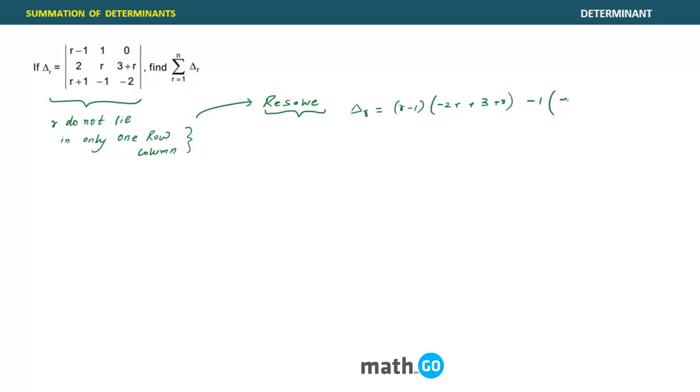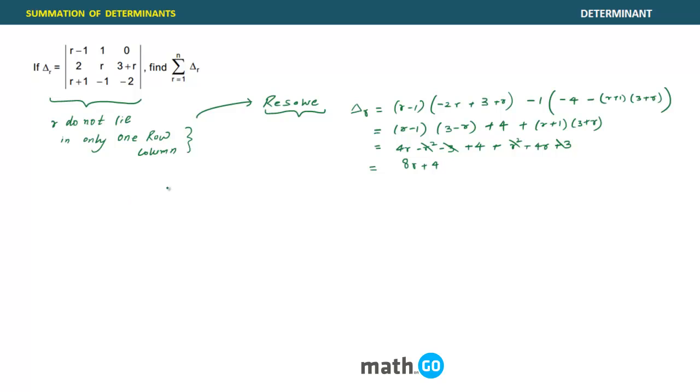So this will be -4, this will be minus R plus 1 into 3 plus R. And if you resolve the complete value, this is what you will get, that is 8R plus 4. So the value of the determinant is nothing but 8R plus 4. Now you can use the summation, which you are very much accustomed to. We did a lot of questions of this type in your summation series. So you can simply solve this now, which is 8 summation R plus 4 times summation 1.